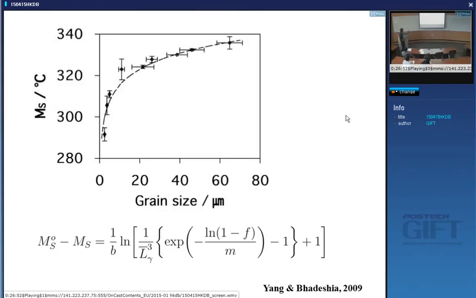So, Einstein's equation is just E equals mc squared. Right? Yeah?